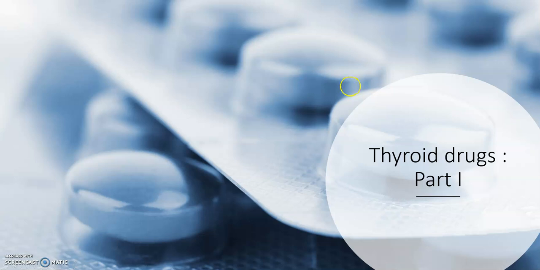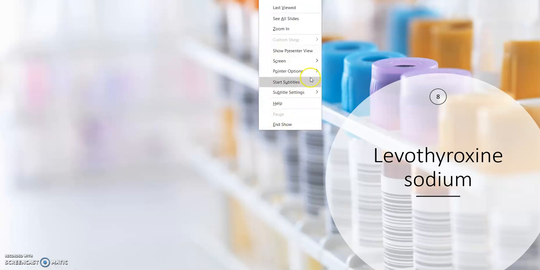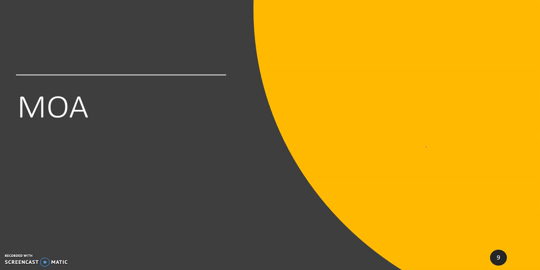So next, we would like to talk about thyroid drugs. This is under endocrinology, and we have thyroid hormones. First, we will begin with a drug called levothyroxine sodium, also known as thyroxine in short. Basically, this drug is just synthetic thyroxine, so it acts like how thyroxine acts.